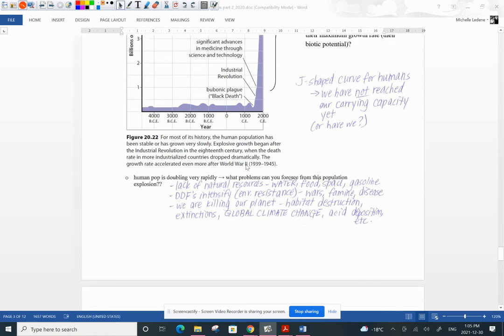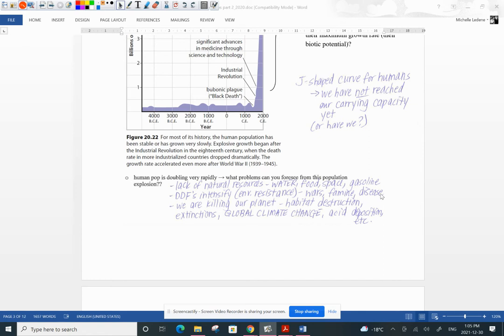Clearly, our population is doubling, and a problem you can foresee is a lack of natural resources because of competition, right? Competition for water, food, space, etc. These are all becoming in short supply. The density dependent factors can intensify. We get more environmental resistance: wars, famine, disease.